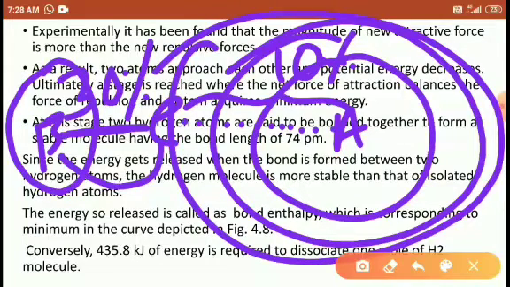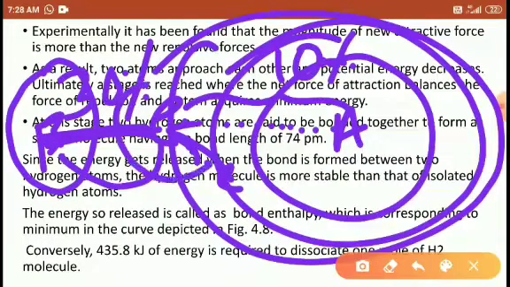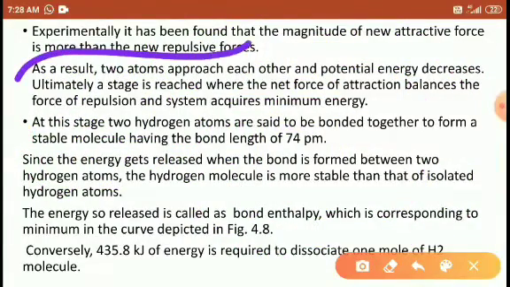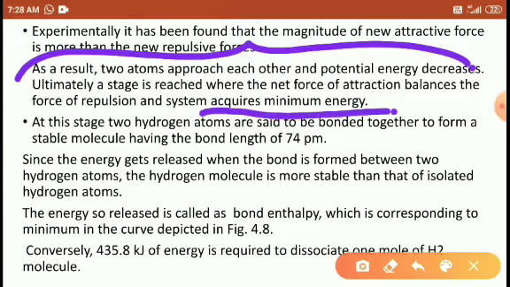Right friends, so here the repulsive force, the inner electron tends to repel the outer electron. So when you compare, the repulsive force is less and the attractive force is high. Attractive force is high here, so the electrons are considered the most stable during bonding. As a result, two atoms approach each other and the potential energy decreases. Ultimately a stage is reached where the net force of attraction is balanced by the force of repulsion, and the system acquires the minimum energy.